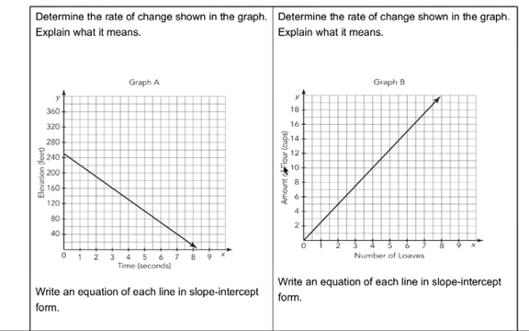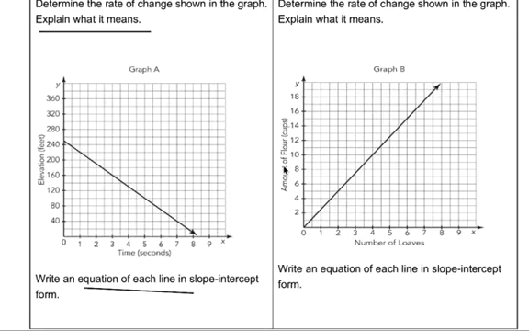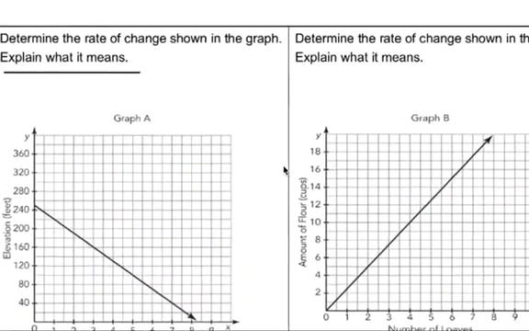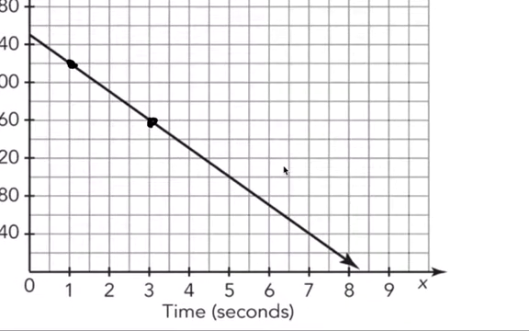Determine the rate of change in the graph. Explain what it means. Okay. All right. And then they want you to write an equation of each line in slope-intercept form, not point slope. All right. I will choose this one and that one. So it is down. The graph is going down.